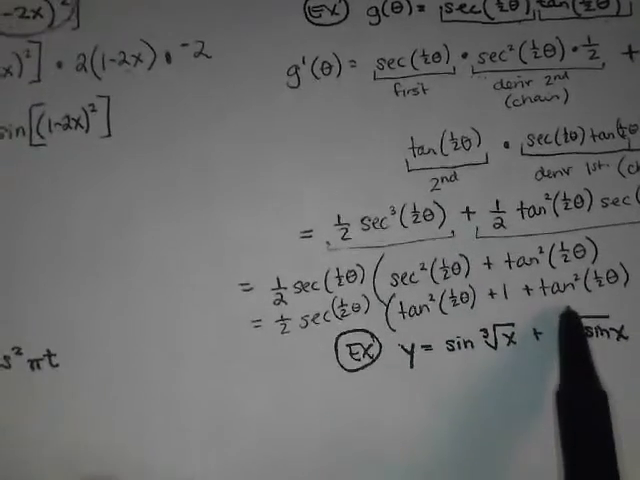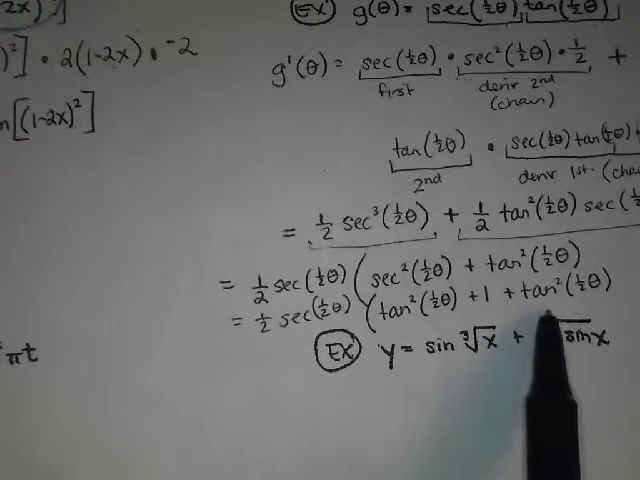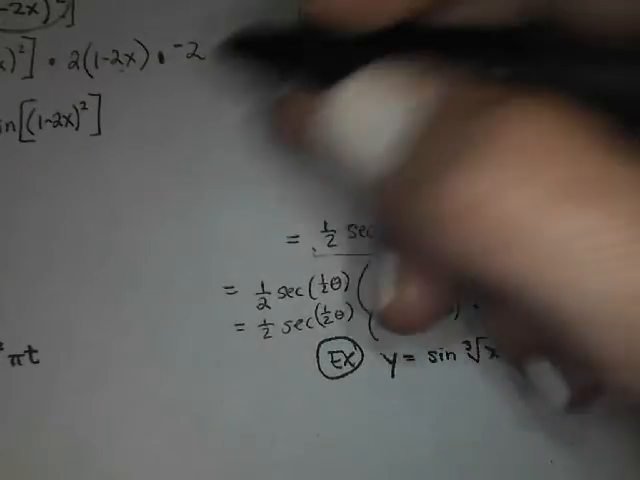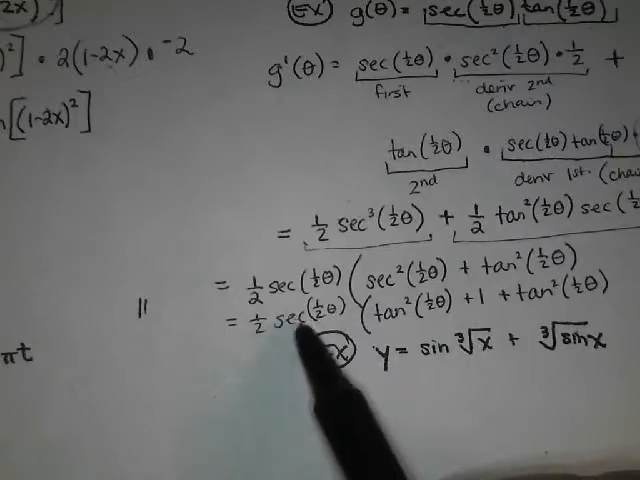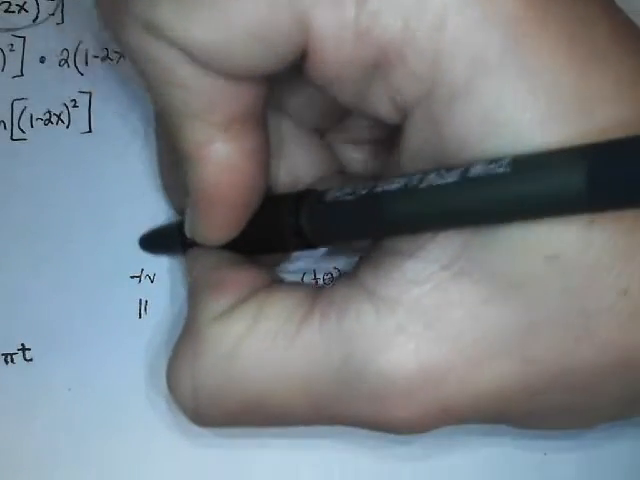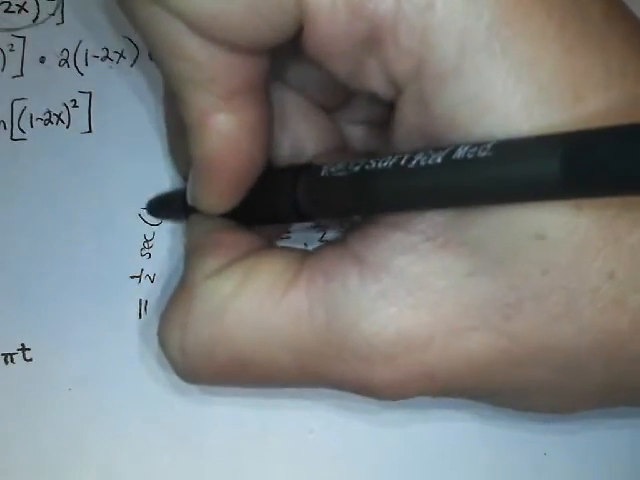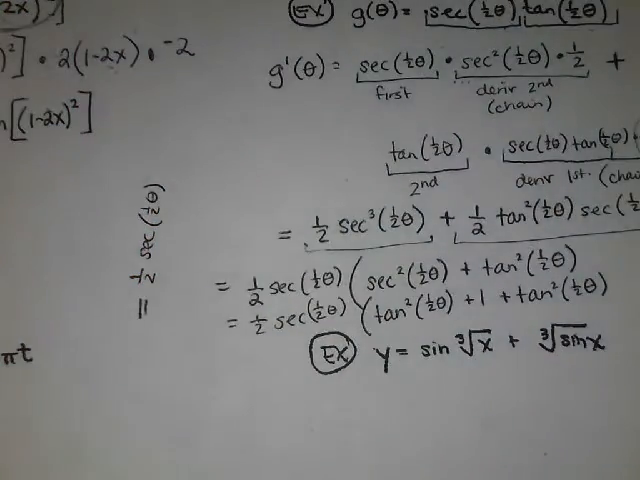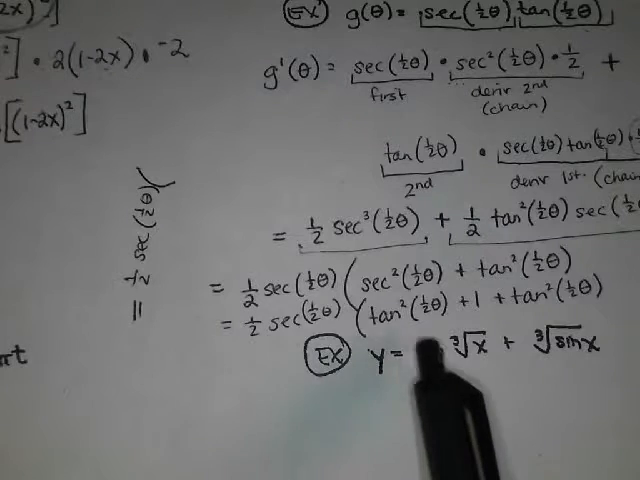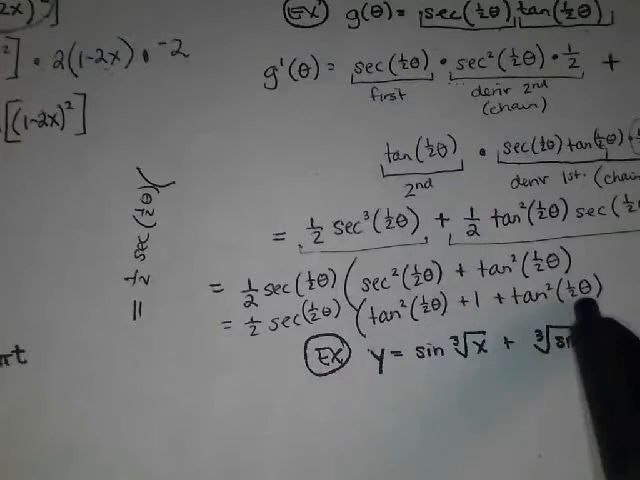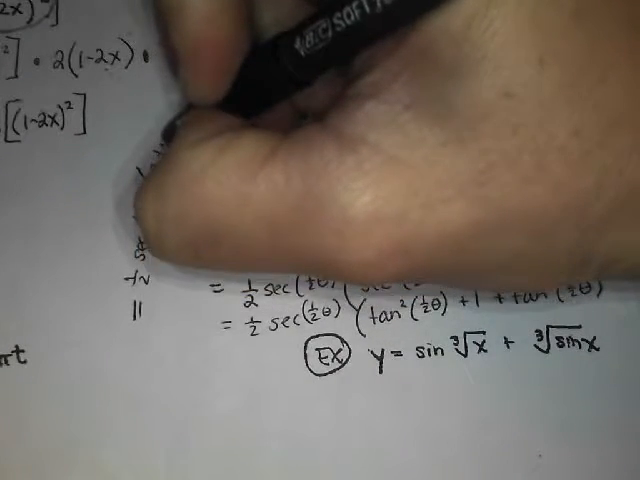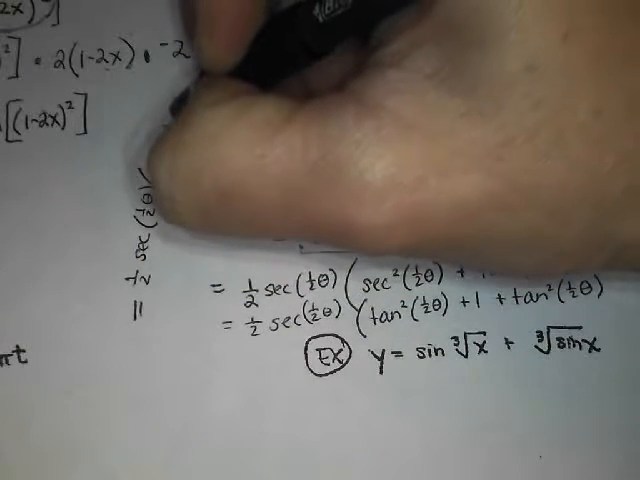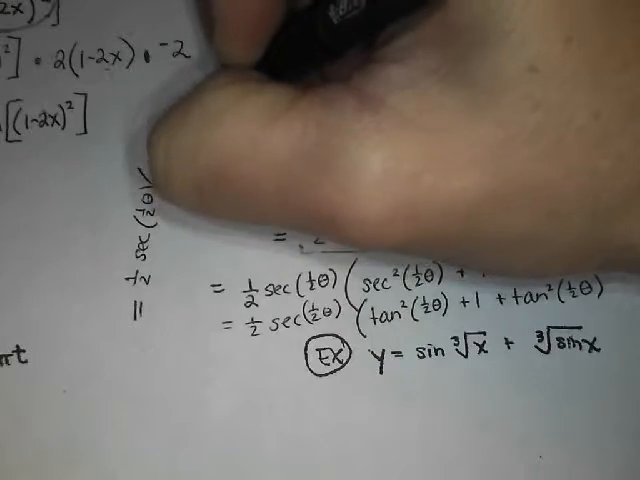Where am I going to write it? Ran out of room. I'll write it over here. Equals. It's going to go sideways. I got the 1/2 secant of 1/2 theta times, I've got 2 tan squared plus 1. So 2 tangent squared of half theta plus 1.